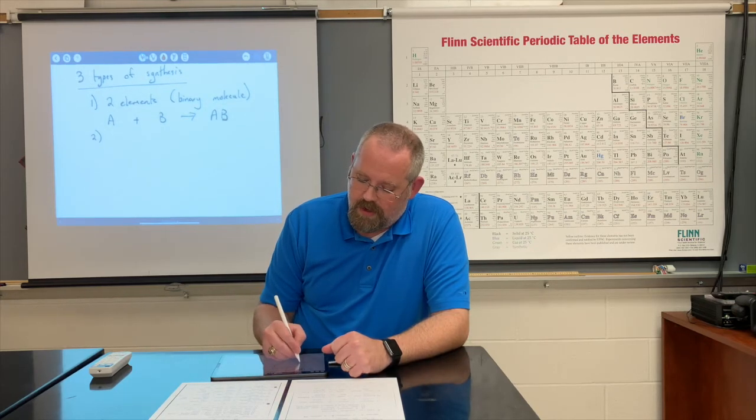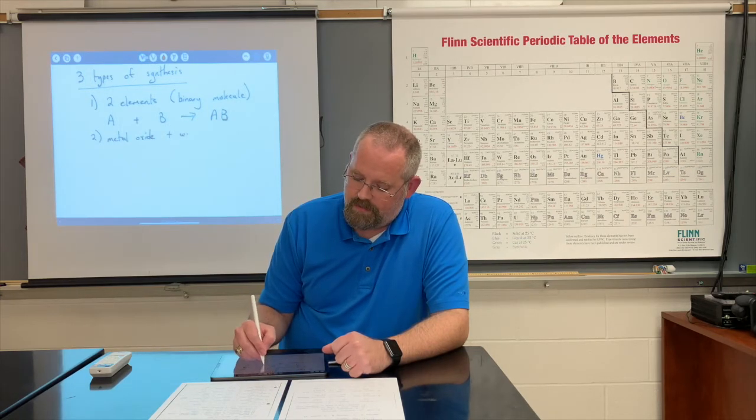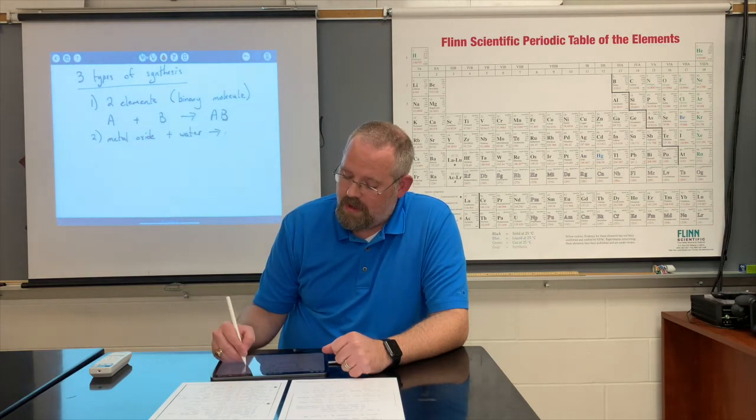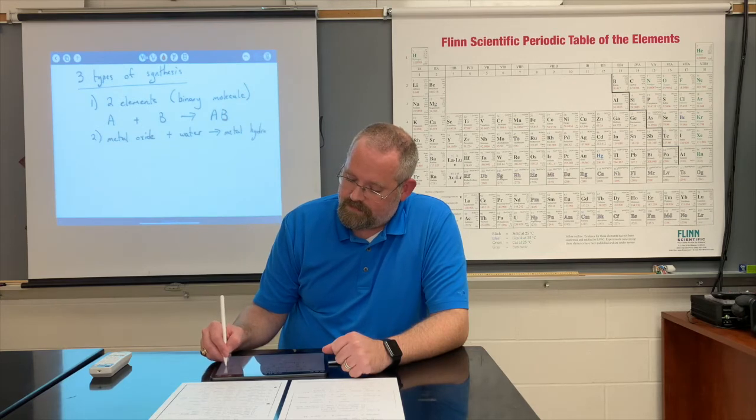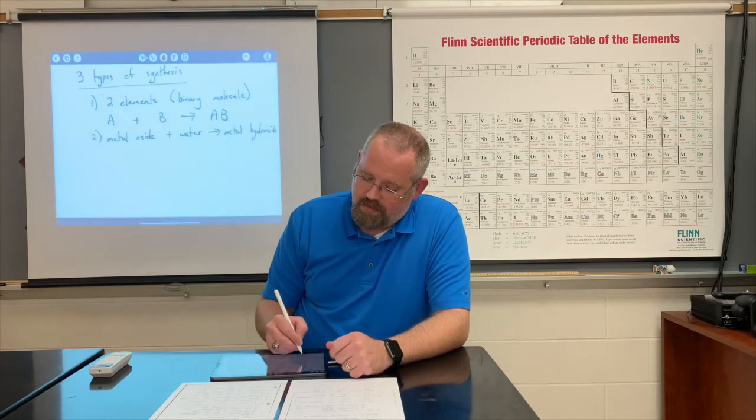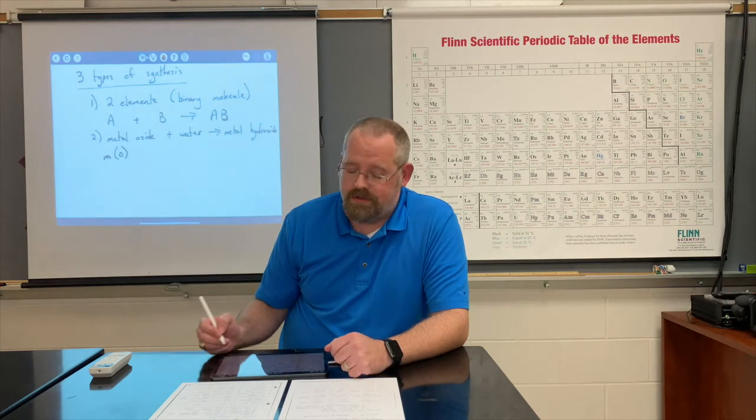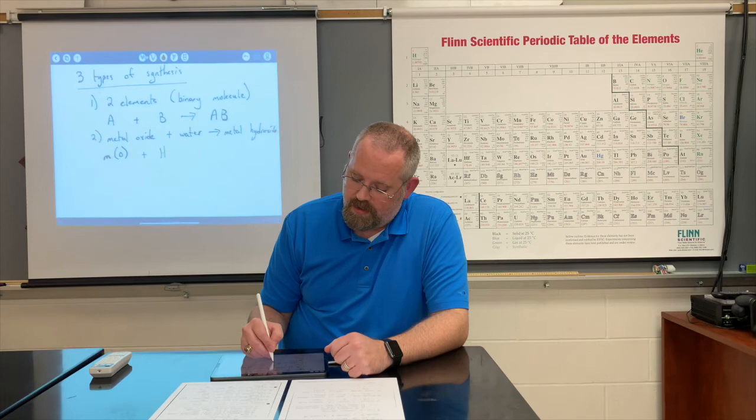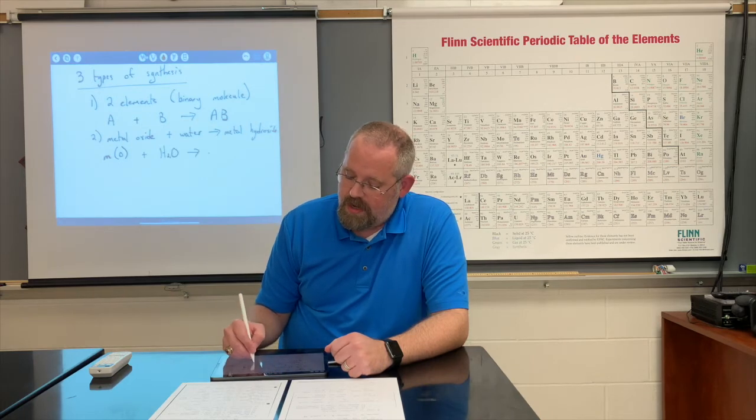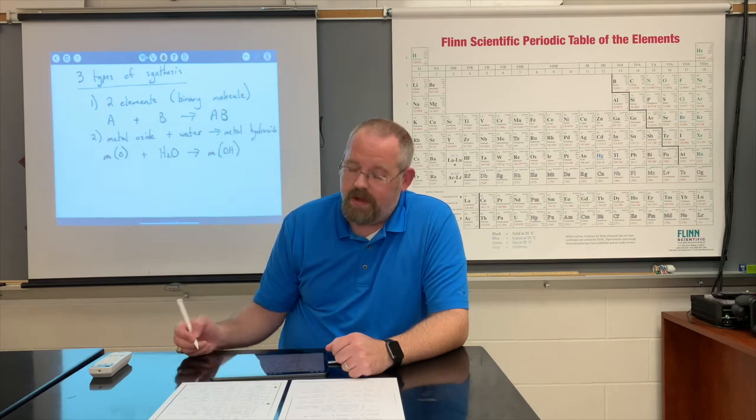The second type is going to be when a metal oxide plus water come together. They are going to make a metal hydroxide. So abbreviated, you have some type of metal with oxygen plus H2O. You're going to keep that metal and you get a metal hydroxide.